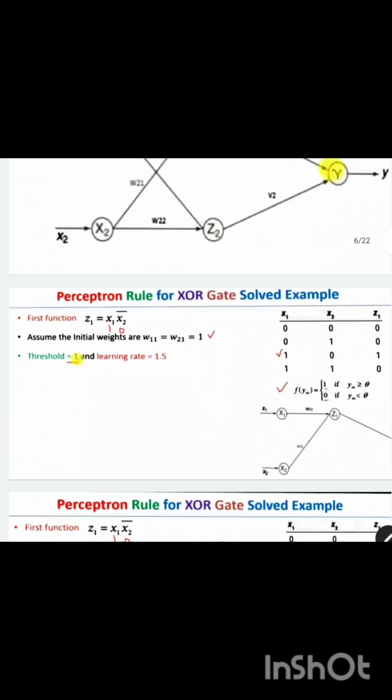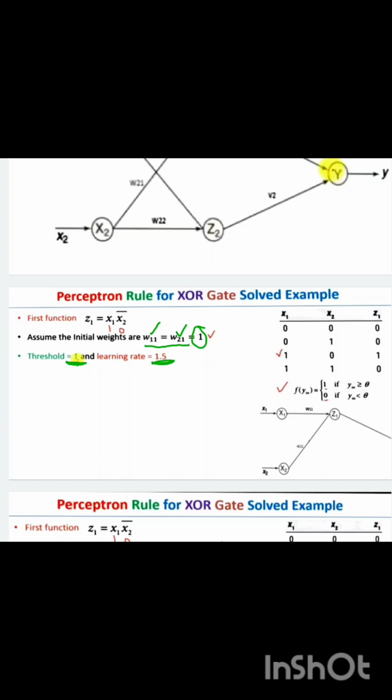So look at this function. We are assuming W11 and W21, which means the first weight of Z1 and then the second weight of Z1, to be 1. We are assuming that both are 1. Then we have to assume the threshold value. We will take the threshold value to be 1, and we take the learning rate as 1.5 initially. So this is a random guess that we have done, and we have taken these values as assumptions.